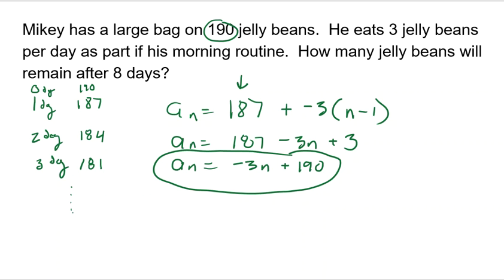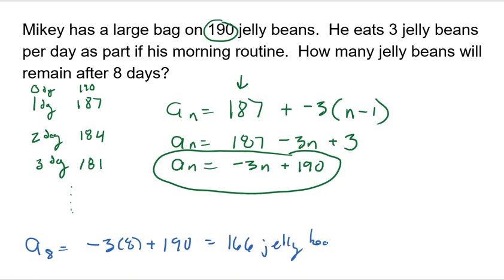So now I want to go ahead and figure out, all right, after 8 days, how many jelly beans are left? Well, that's going to be -3 times 8 plus 190. So -3 times 8 is -24 plus 190. After 8 days, there'll be 166 jelly beans left in that bag.